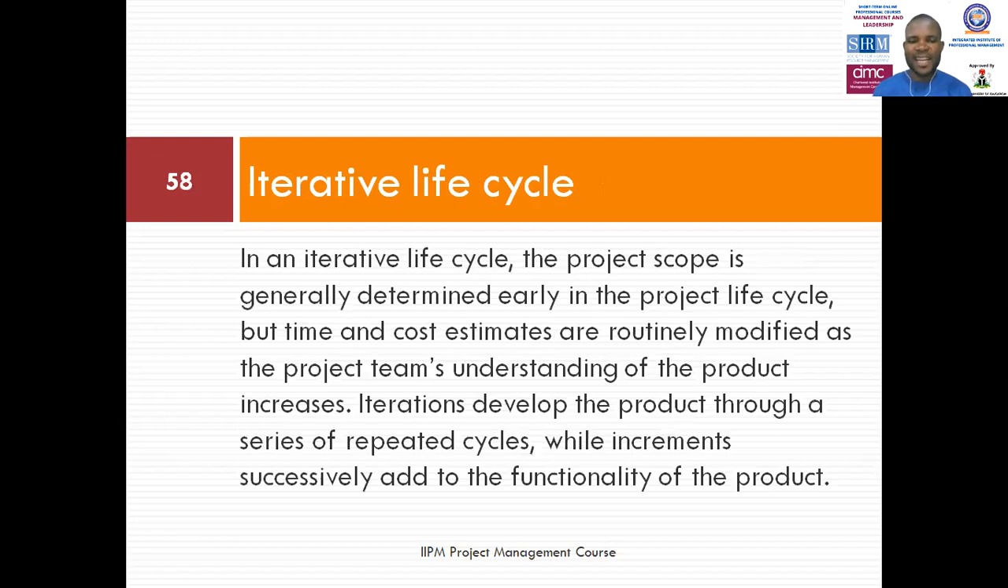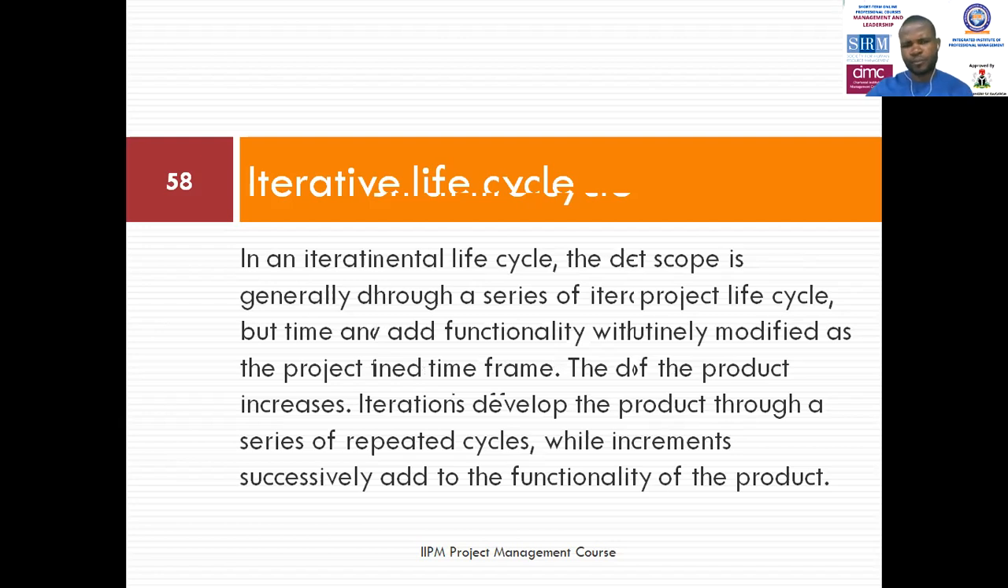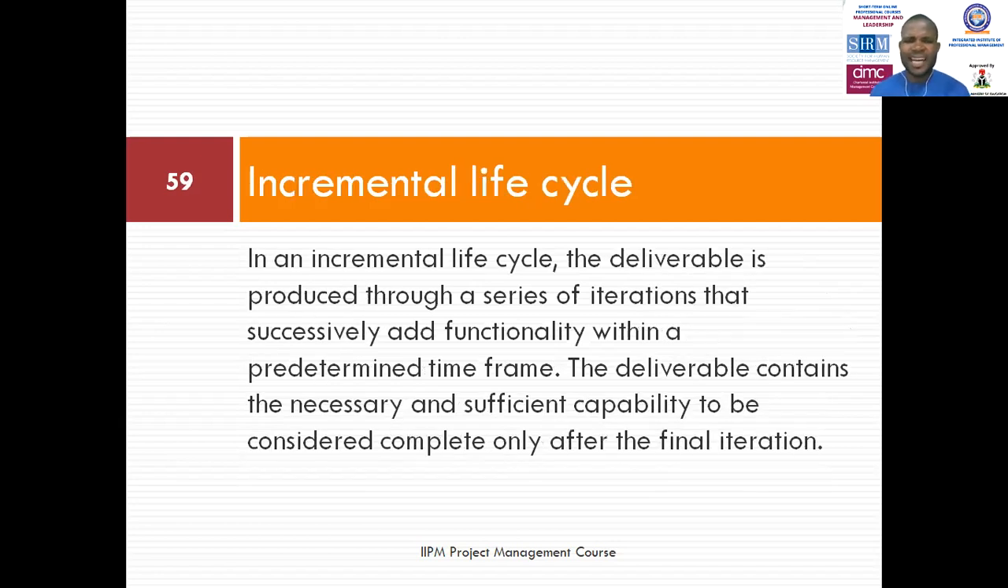Then we have the iterative life cycle. The project scope is generally determined early in the project life cycle, but time and cost estimates are routinely modified as the project team's understanding of the product increases. Iterations develop the product through a series of repeated cycles, while increments successively add to the functionality of the project. So there is to-and-fro movement in the product releases.